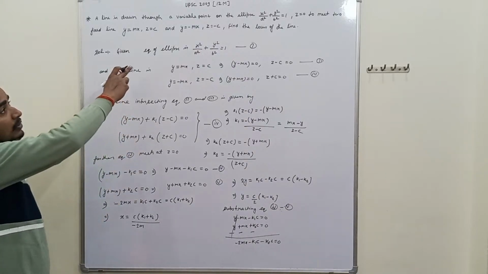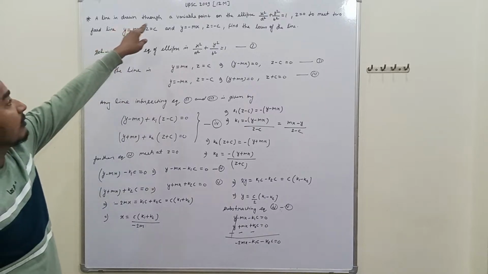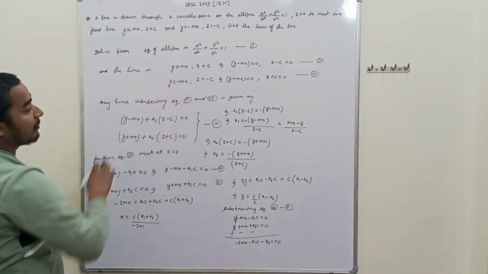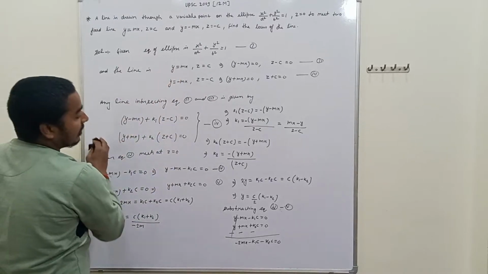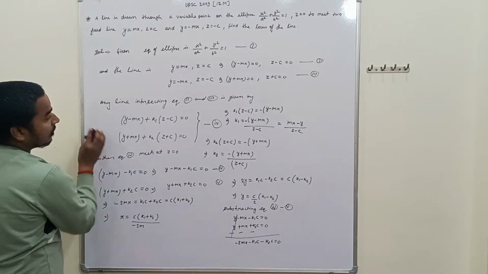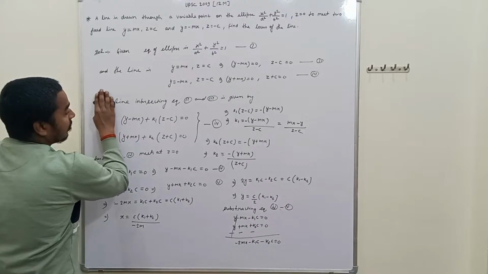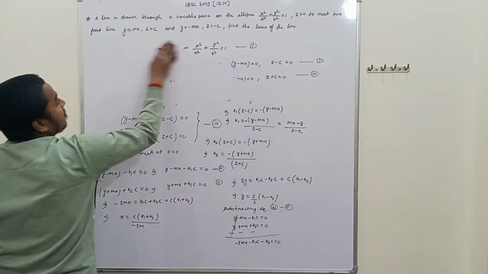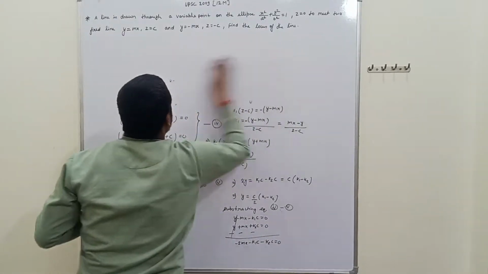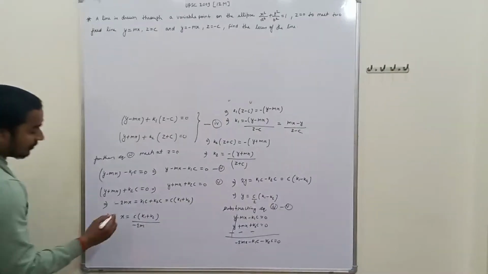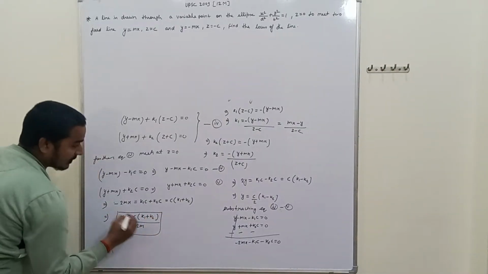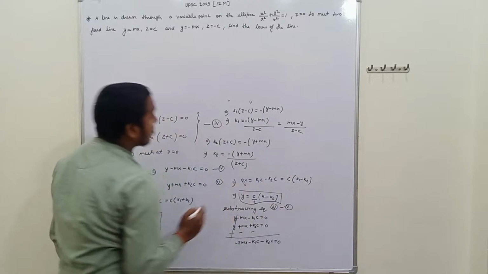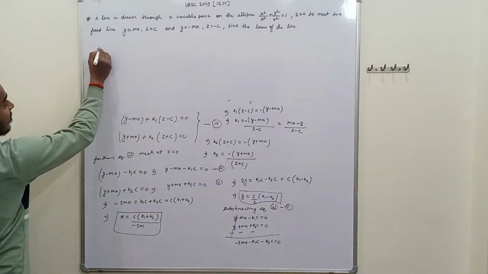These values satisfy the equation of the ellipse. Here in the question, the variable point is on the ellipse, so we have to put the value of x and y in equation 1 of the ellipse. This is the value of x and this is the value of y. We have to put the values of x and y in the ellipse and verify that it is satisfied.